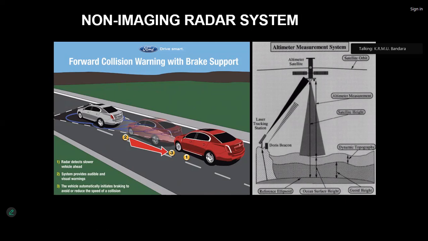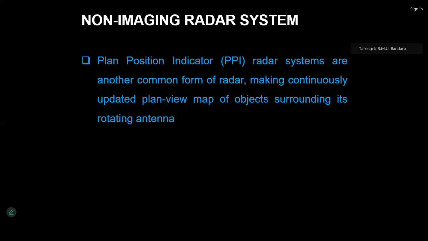What we are doing here in microwave remote sensing is the imaging radar system. As I told earlier, the non-imaging radar system does not produce a two-dimensional image or map, but a display. It can display maps as well as display the objects seen by the antenna. This one is the plan position indicator, a plan view map of objects surrounding the rotating antenna.